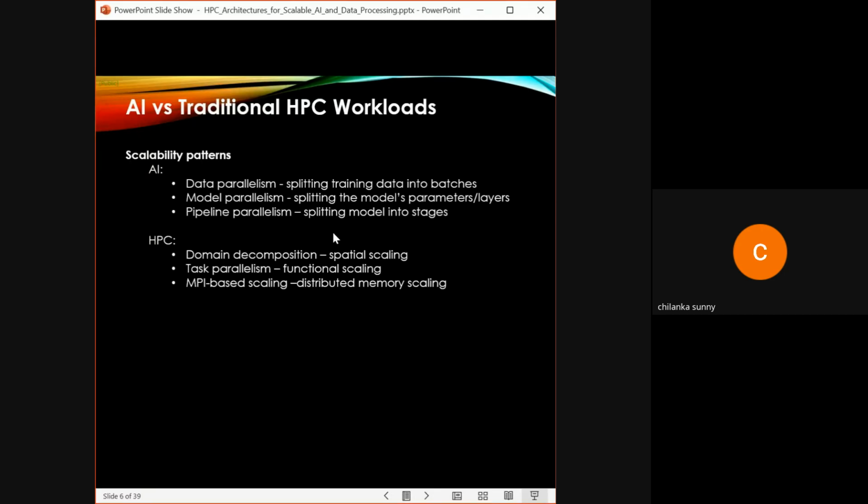So in data parallelism, we are splitting the training data into batches. The same model, or the replica of the entire neural network, is copied onto multiple processors or GPUs, and the training data set is split into many batches. Each processor will train on each such mini batch. After computing the gradients locally, processors synchronize and update the model parameters. The use case is in training large models like ResNet and GPT, where data volume is huge, but the model fits into a single device. There we see the data parallelism.